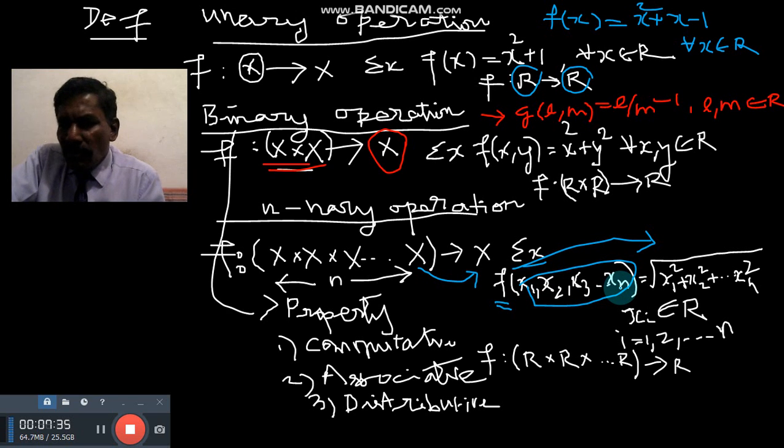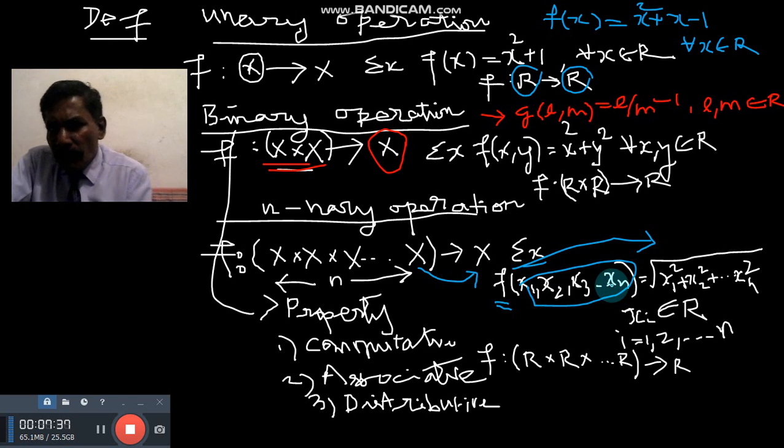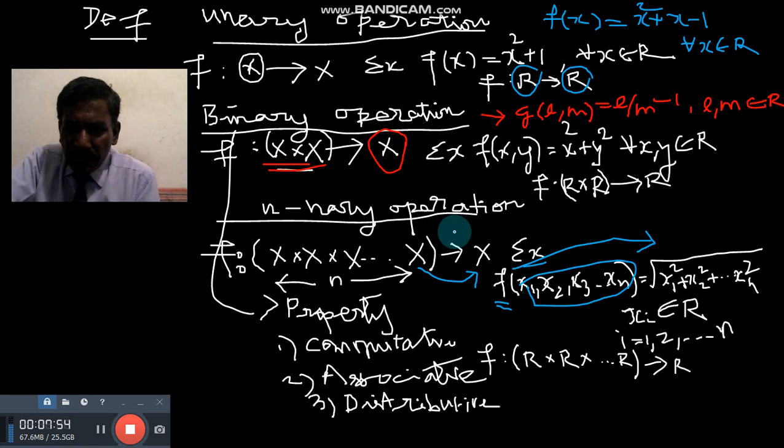Okay, so like that, there are three types of operations. One is unary operation, of the form f from x to x, then binary operation, of the form f from x cross x to x, and n-ary operation, of the form f from x cross x cross ... cross x to x. Okay, so these are the examples given to us.